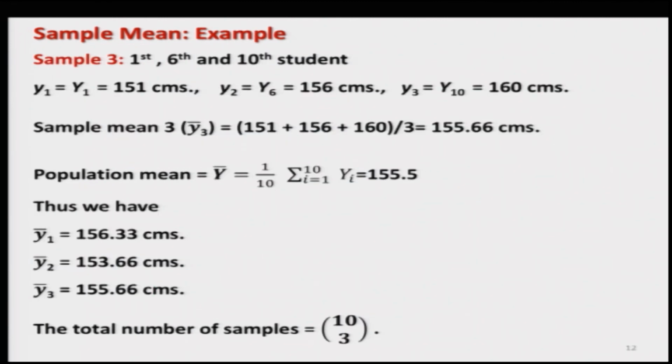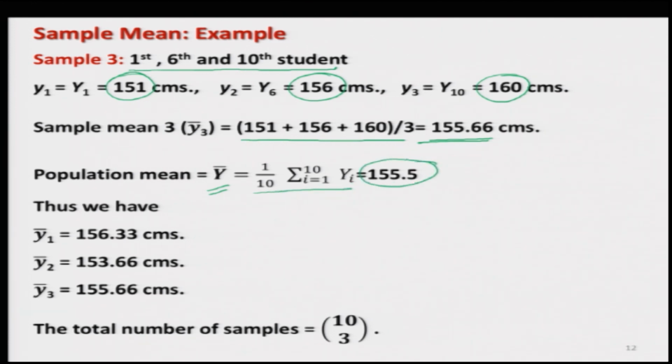And similarly, if you try to take one more sample here in which we select the 1st, 6th and 10th student, their values are 151 centimeter, 156 centimeter, 160 centimeter, and you find out its sample mean. This comes out to be 155.66. Just for the sake of illustration, although it is not practically possible, I can compute my population mean. This population mean is denoted by capital Y bar, which is based on all the 10 values of capital Yi's, and if you compute it, this comes out to be 155.5.